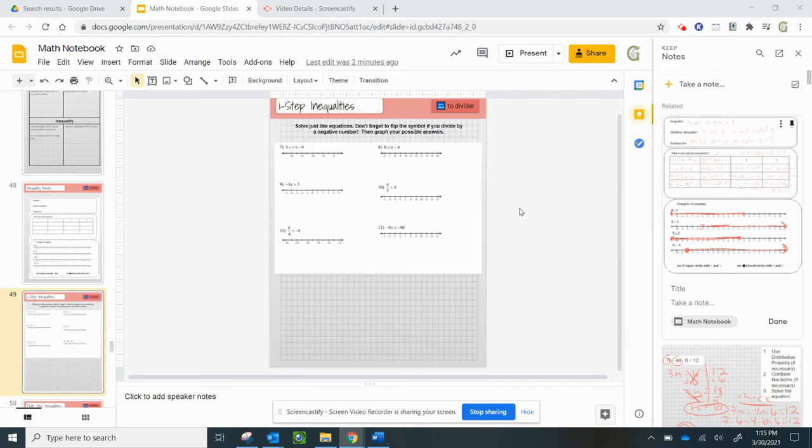Okay, so solving inequalities. It's actually going to be exactly the same as solving equations. So it should hopefully be easy at this point. The only thing we have to pay attention to is that situation where the inequality symbol flips.